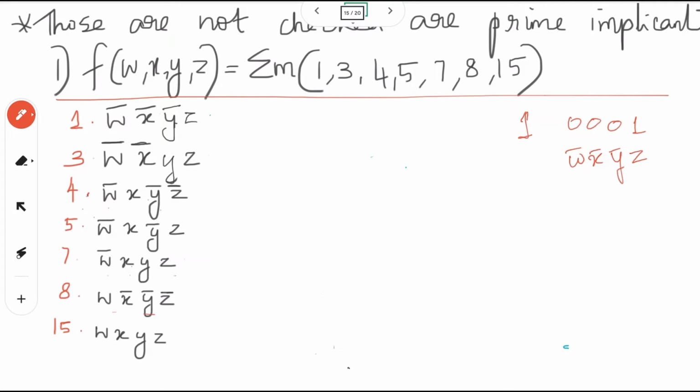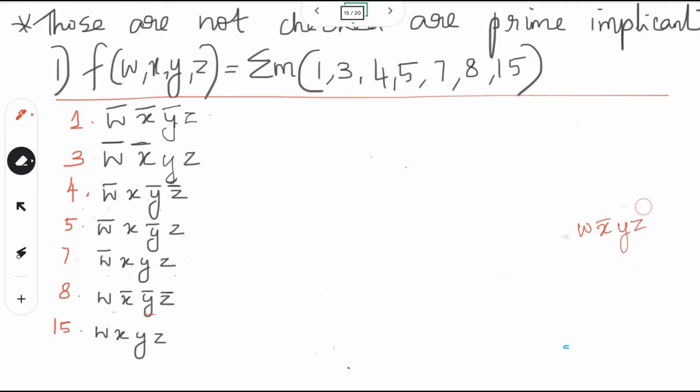Similarly, we know that 3 corresponds to 0011. So this corresponds to W bar, X bar, Y, Z. This process is continued and all the minterms are written. Once you have written all the minterms, the next step is to compare each minterm one by one to see whether it varies in one literal. If it varies in more than one literal, it should not be considered. We should consider only the pairs for which it varies by one literal.